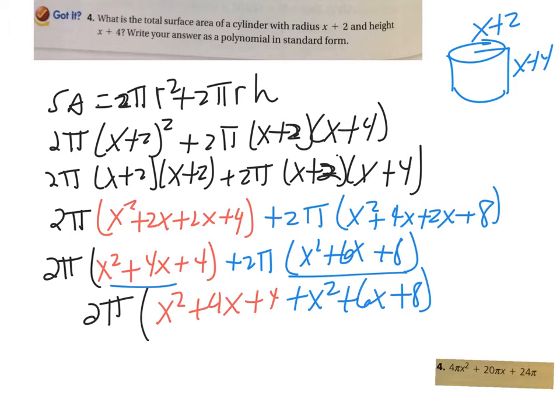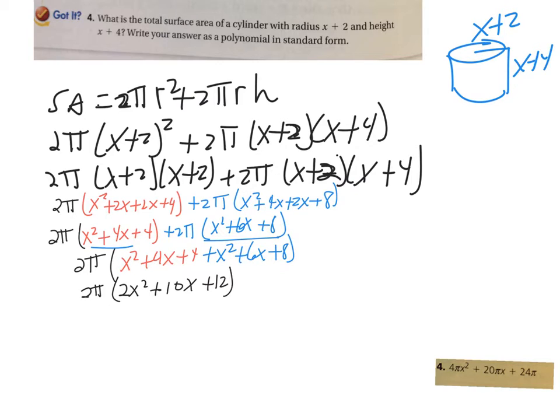Now we combine like terms. 2 pi times, well, 1x squared and 1x squared is 2x squared. And 4x and 6x is 10x. And 4 plus 8 is 12. Almost there. Now I just need to distribute that 2 pi. So that becomes 2 pi times 2x squared is 4 pi x squared. Remember, the pi comes first because it's actually a number, not a variable. 2 pi times 10x is plus 20 pi x, and 2 pi times 12 is 24 pi.